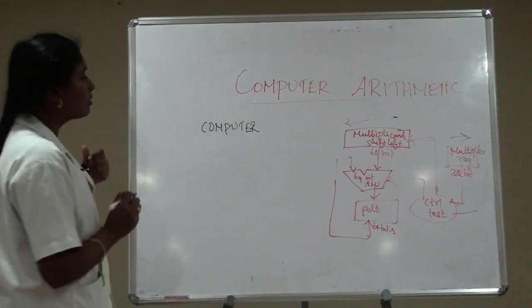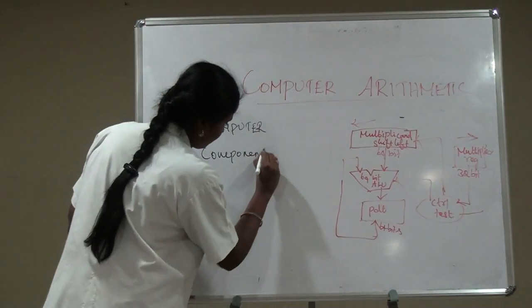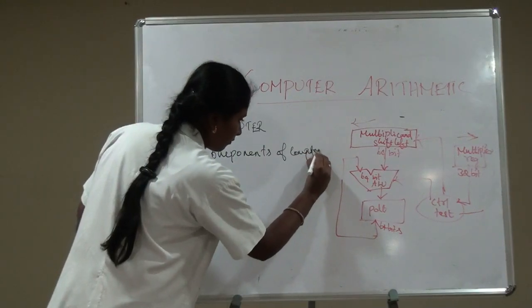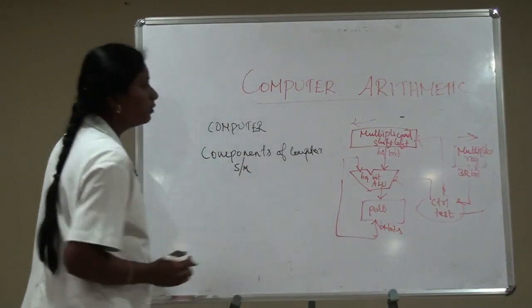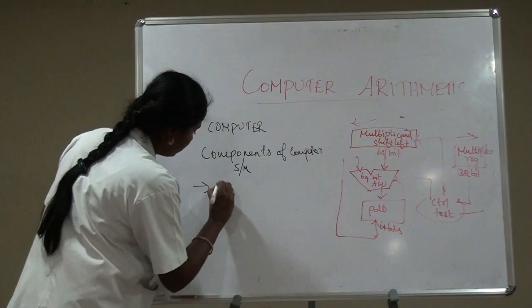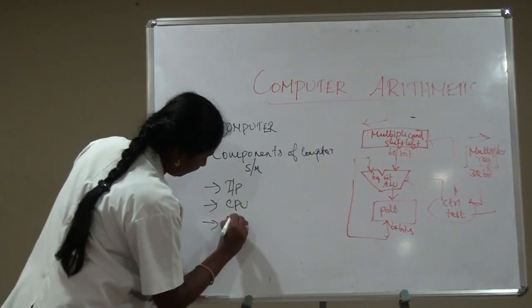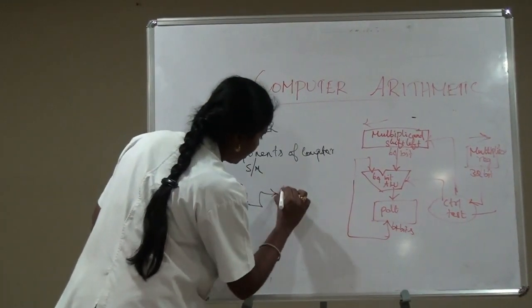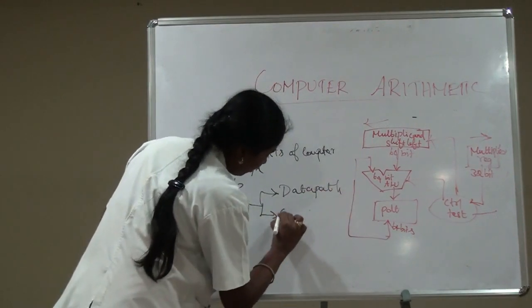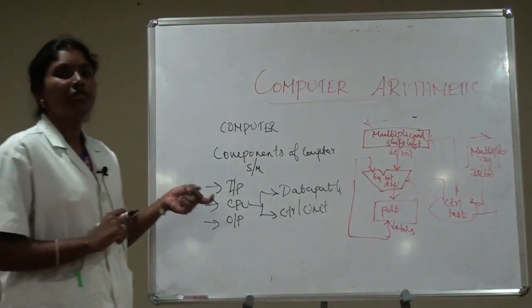Next, what are the available components of our computer system? In our computer system there are 5 major components: input unit, output unit, and CPU, which is again divided into data path unit and control unit. These are the components of our computer system.